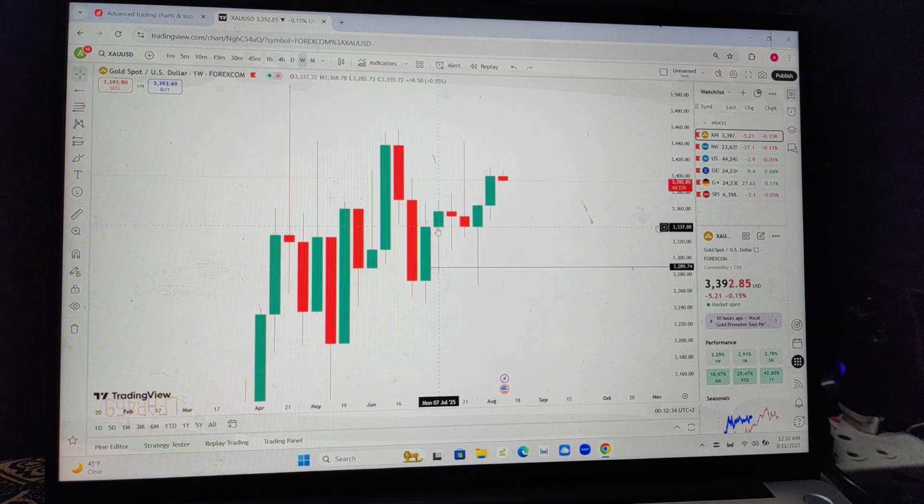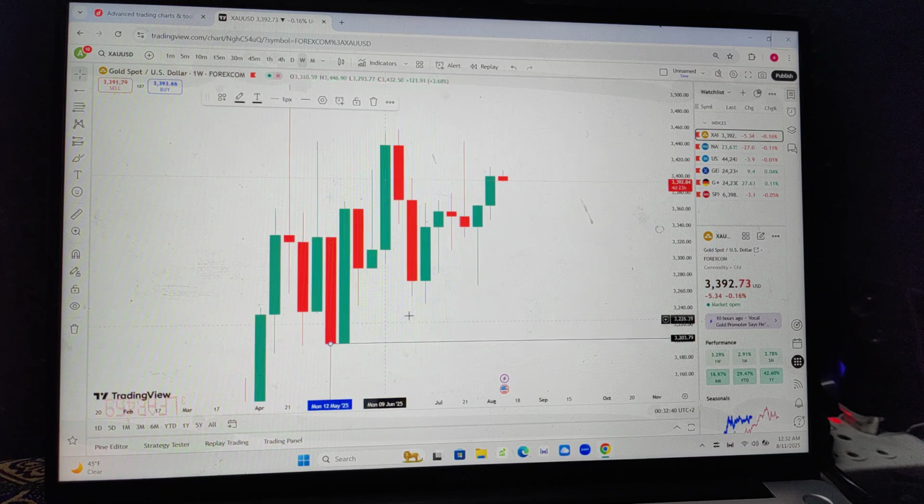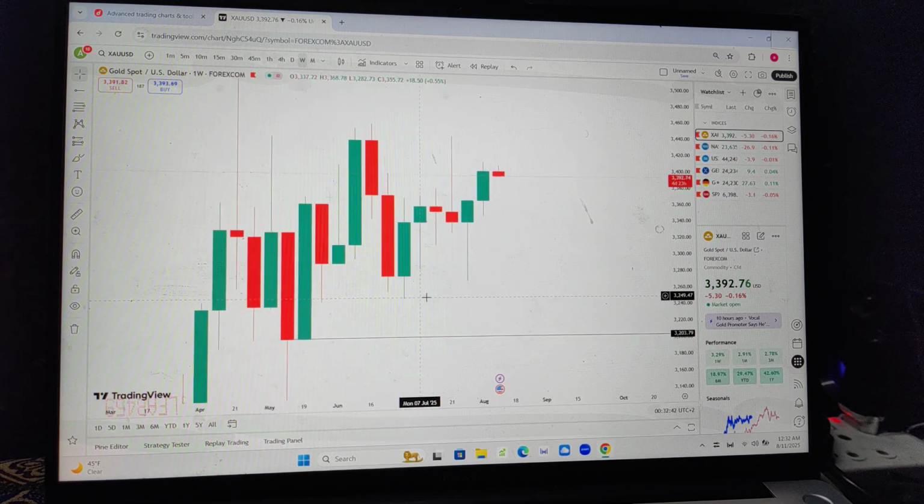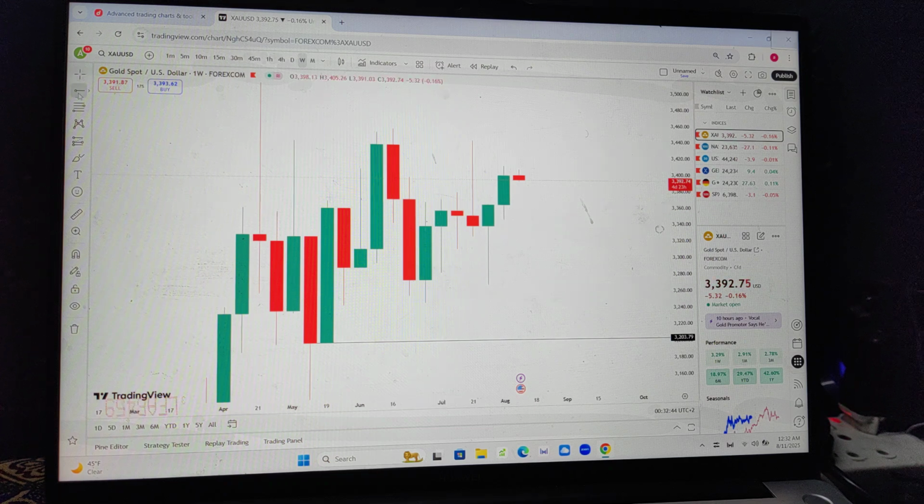So as you can see, when we adjust it again, the stop loss is below here. The stop loss is below there. And then you adjust it. Okay, and so there.